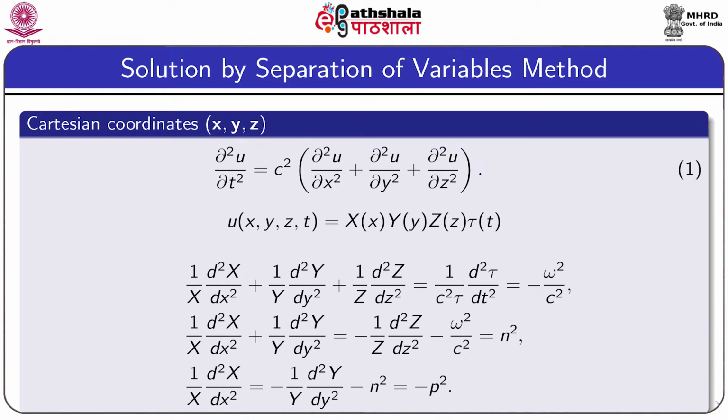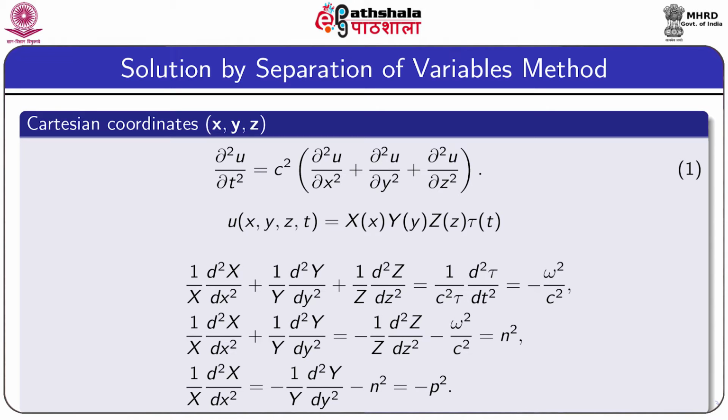So, first of all, we are separating the function of t from the function of x, y and z. That is why we write the expression in tau on the right hand side. Now, to get a periodic solution, we are assuming the separation constant as a negative number. So, in this case, the value of the separation constant is minus omega square by c square.